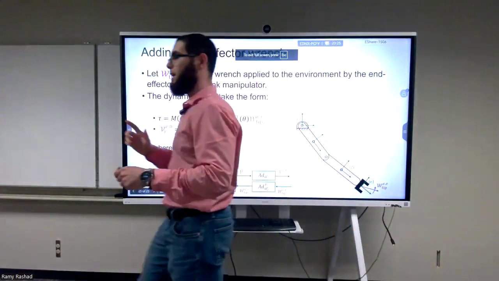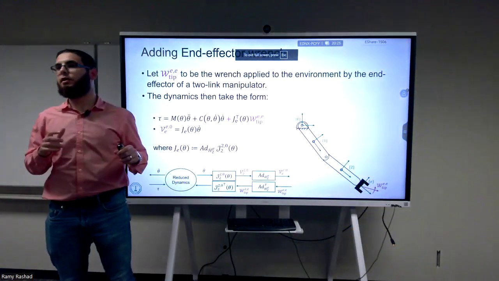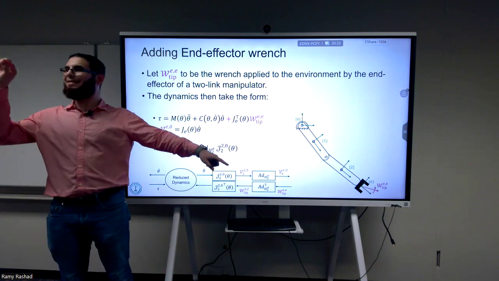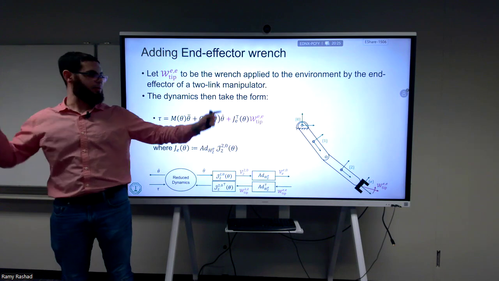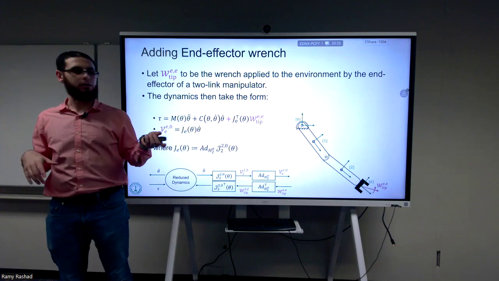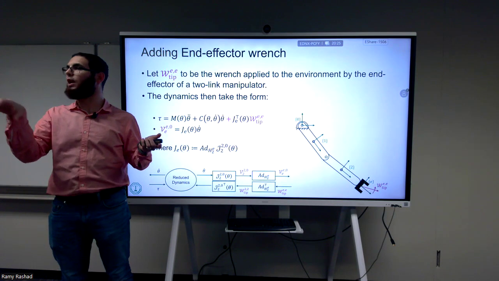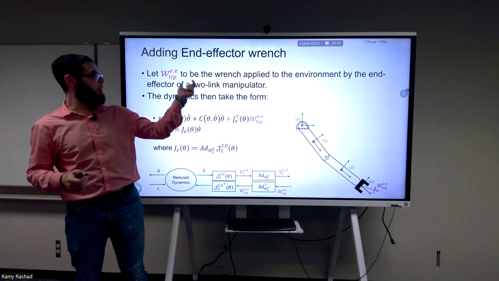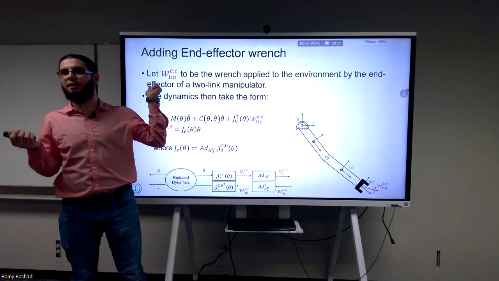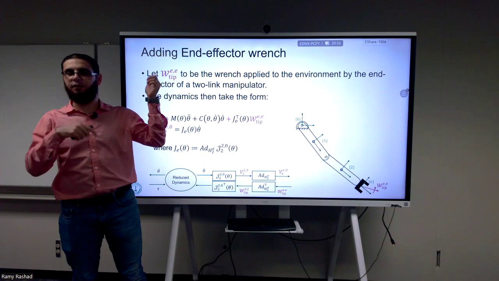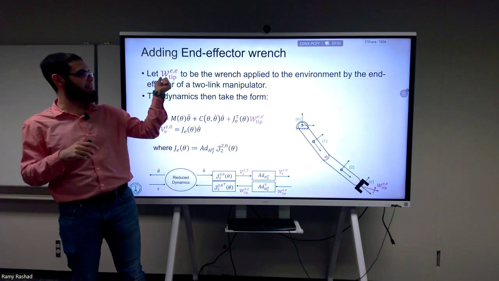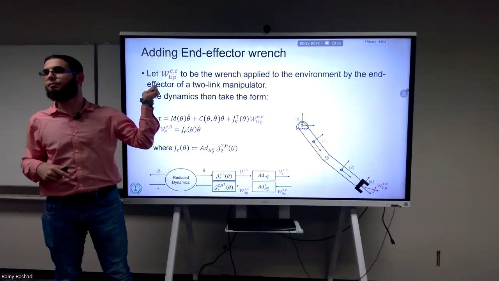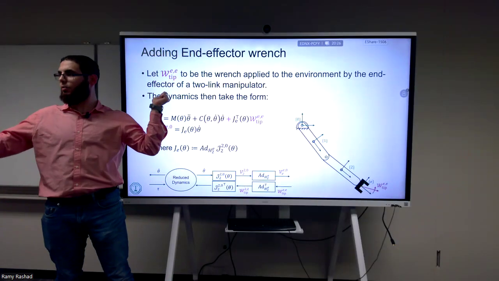Okay, so the last slide is what happens when we have an end-effector now. The end-effector is usually the tip of the last link. So if you have a two-link manipulator or an n-link manipulator, the tip of it is usually where you're going to have the end-effector. There's usually a standard way of defining this wrench. It's defined in a lot of places as the wrench applied to the environment by the end-effector.